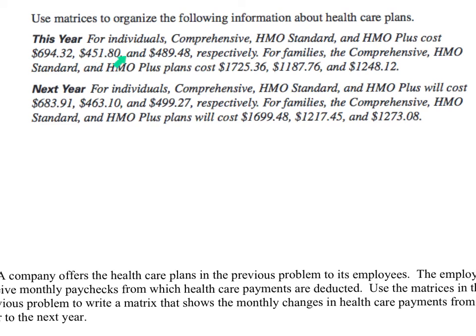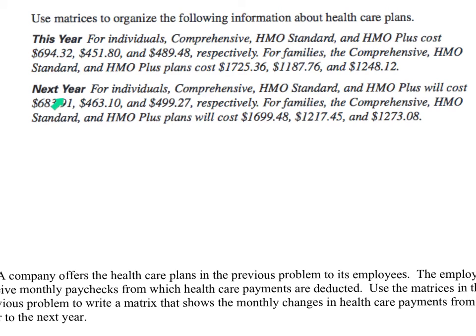So we have the 3 different costs for each of them. So you have an individual type, and there's 3 different types of that, and again the cost for that. And for families, you have comprehensive, HMO standard, HMO plus, so that you have the same 3 types, but of course, because you're dealing with families, more people mean higher the cost. So that's for this year.